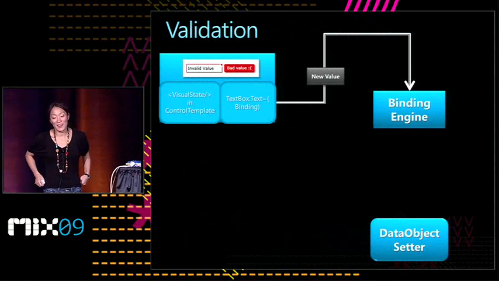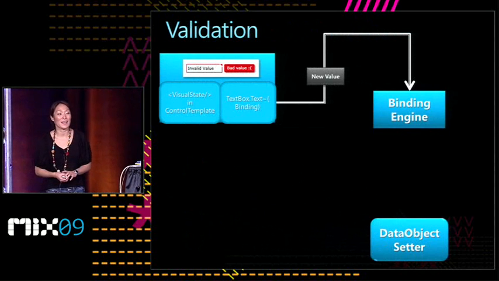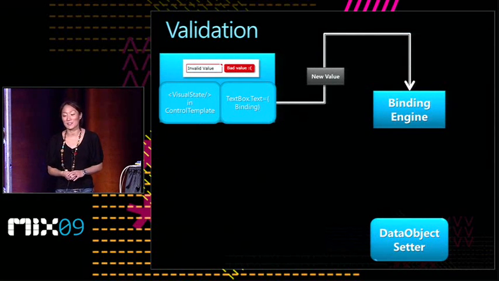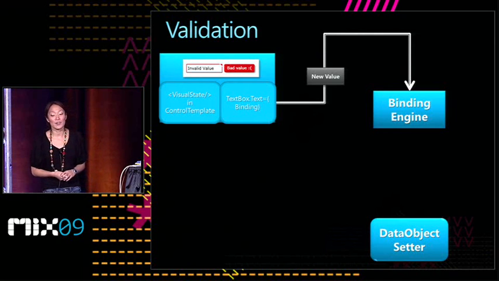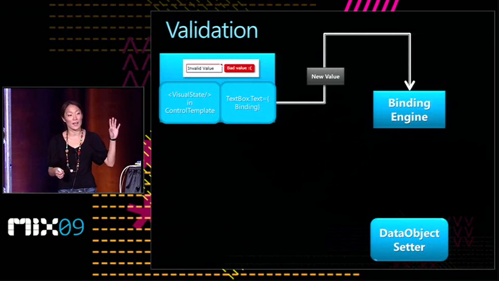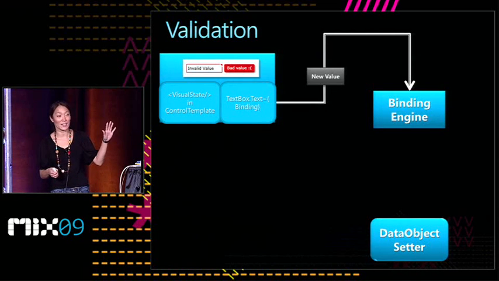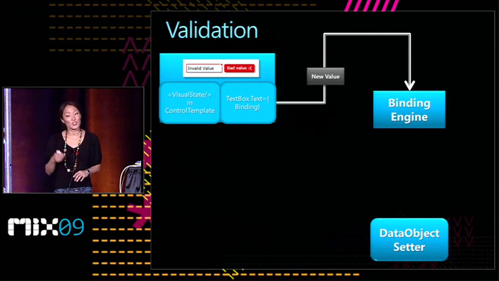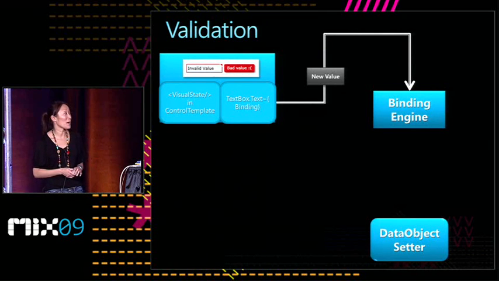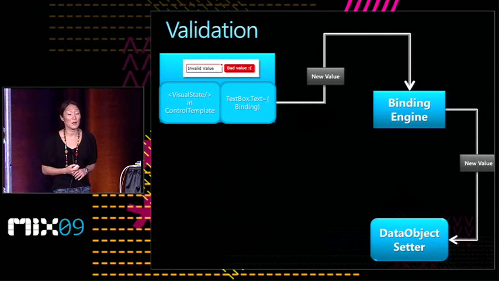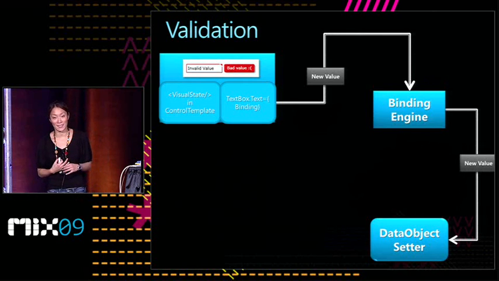Okay. We saw a little bit of validation in that demo, and I just wanted to talk you through it a little bit because it happened pretty fast. So in that text box, you saw that we supplied a visual state valid and invalid look inside of the control template. And we also bound the TextBox.Text property. So what happened is in that two-way binding, when it got flushed, the new value got sent to the binding engine. And then that new value was passed along to the data object that was backing it.